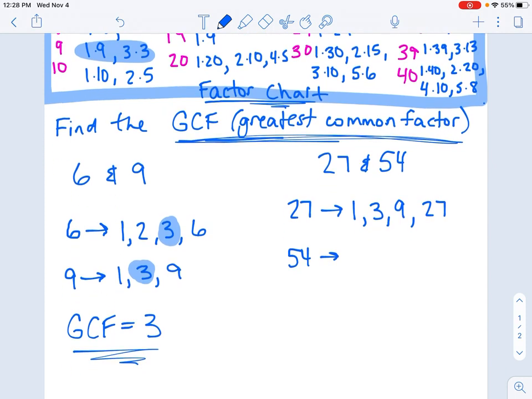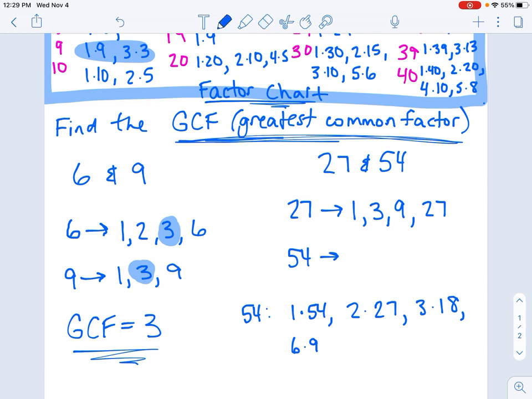So we can find the factors of 54 if we want to do it like our factor chart. 54 has factors of 1 and 54. We know it's even, so it has to have factors of 2 and 27. 54 is divisible by 3, so we have 3 and 18. Then we have no 4, no 5. It is divisible by 6, 6 and 9. No 7, no 8, and then we already did 9. So we are good to go.